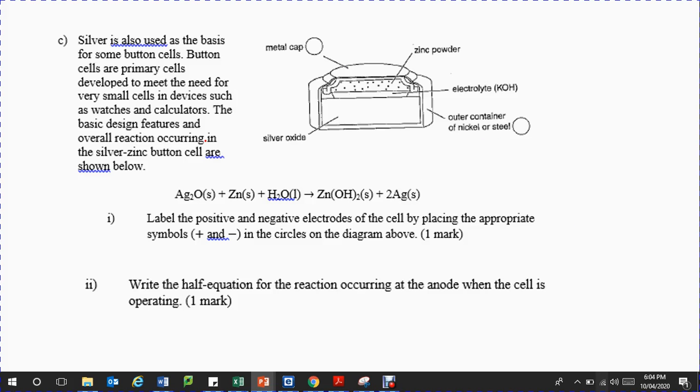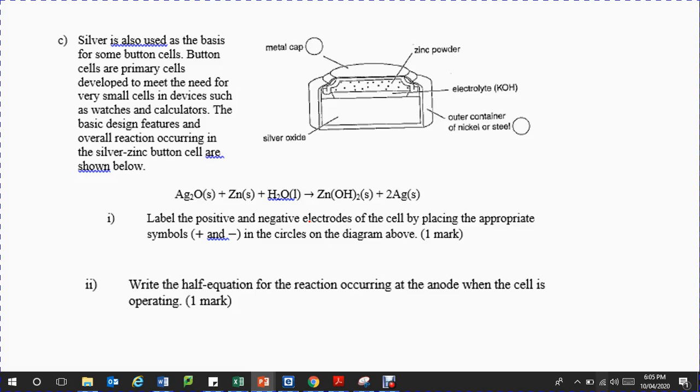Last question. Silver is also used as the basis for some button cells. Button cells are primary cells developed, and so on. It gives us the equation here, and a diagram. I've got to label the positive and negative electrodes of the cell.